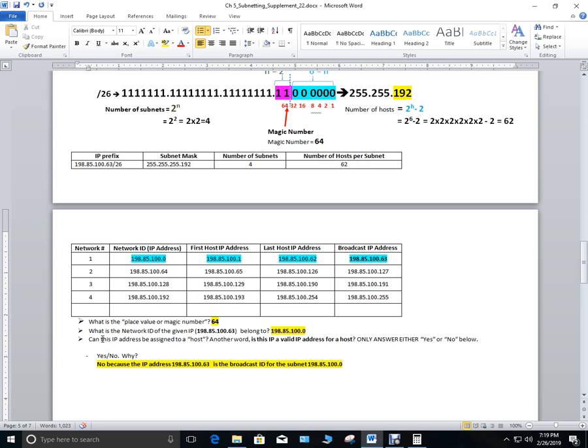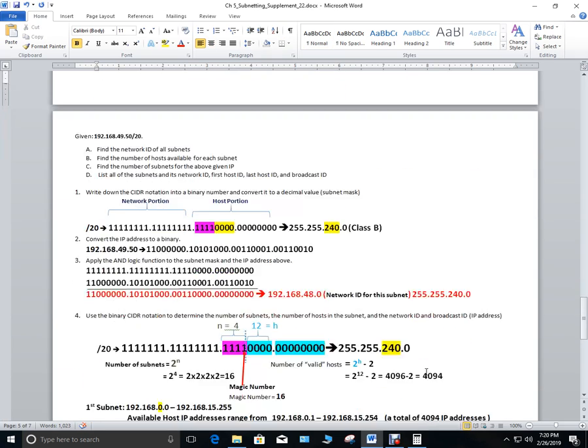Now next question, can this IP address be assigned to a host? Or in other words, is it a valid IP address that we can assign to a host? The answer is no, because the IP address 198.85.100.63 is already assigned to the broadcast ID. So we cannot use it to assign to any host. So the answer is no, because 198.85.100.63 is the broadcast ID for the subnet 198.85.100.0.